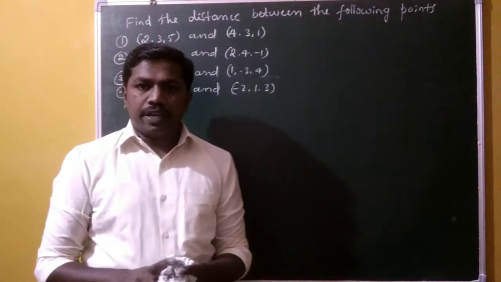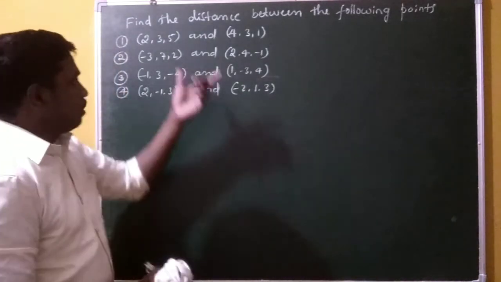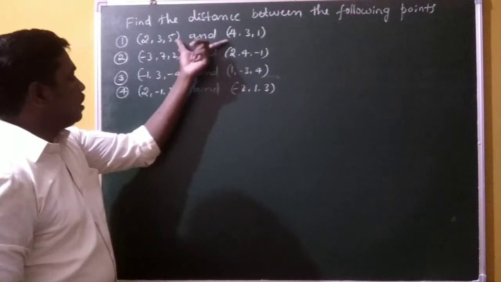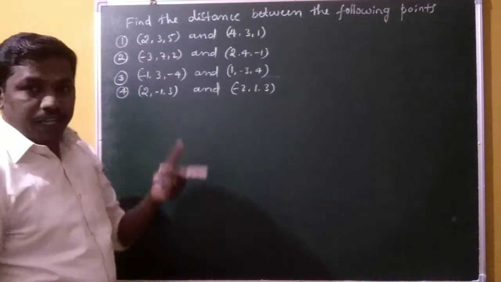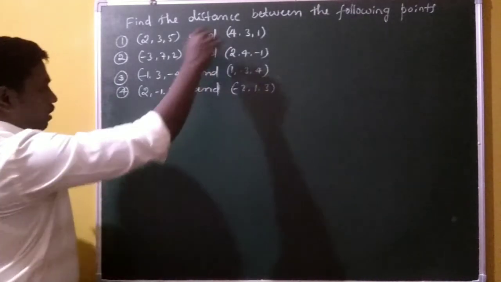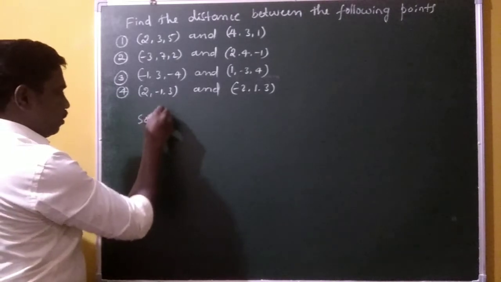So next, find the distance between following points. Suppose 2 points are given in three-dimensional space. What is the distance between (2, 3, 5) and (4, 3, 1)? Already I have given the distance between 2 points formula as a solution.